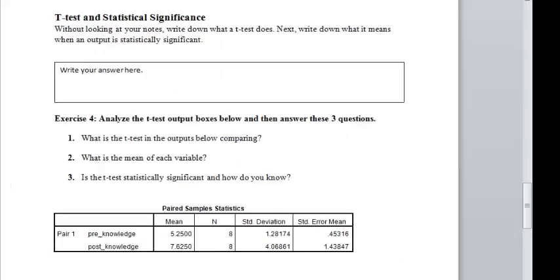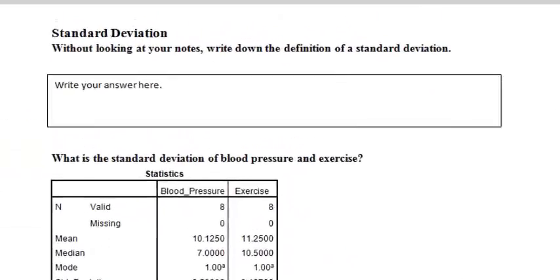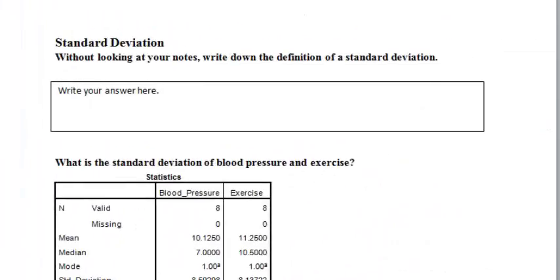All right, so let's move on to standard deviations. I am on page 7 now. So if you haven't defined standard deviation, go ahead and shut the video off because I'm going to go ahead and talk about the answer. So the standard deviation is the amount of variability around the mean.